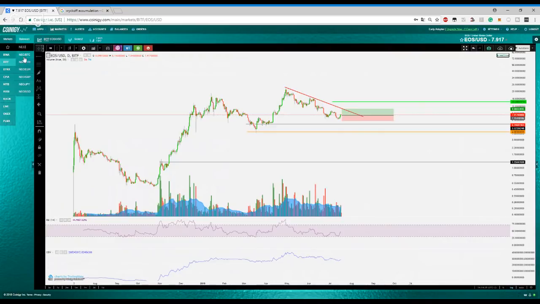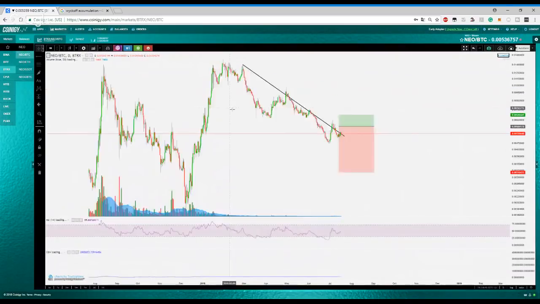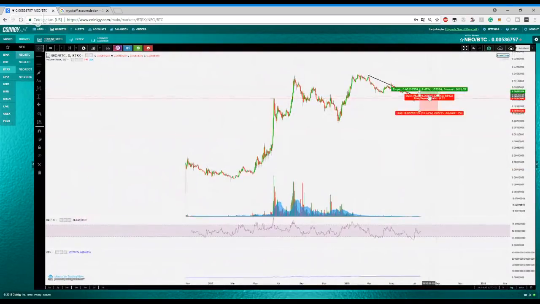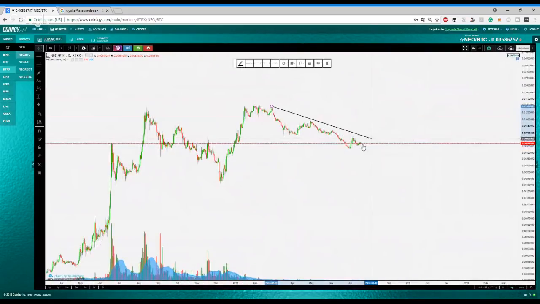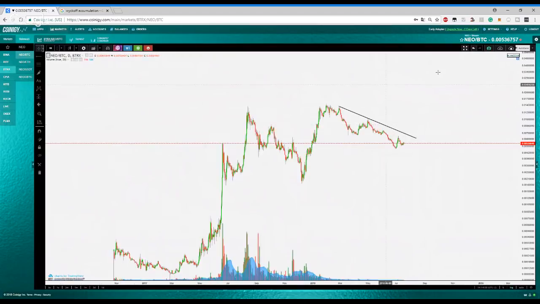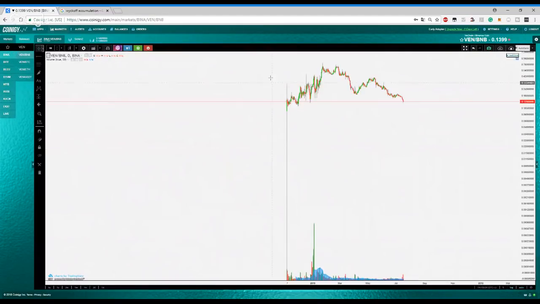Next, I'd like to take a quick look at NEO. The requests will be done, by the way. Don't worry about it. Oh, actually, I see a lot of requests for Ven. Let's do this one first.